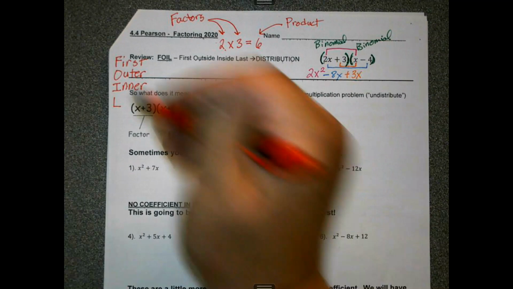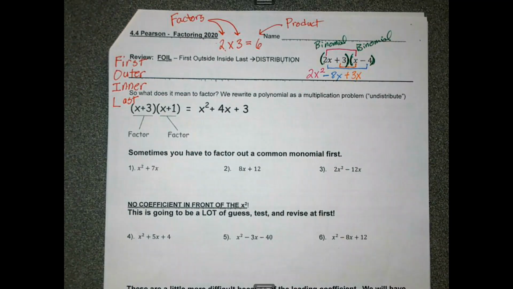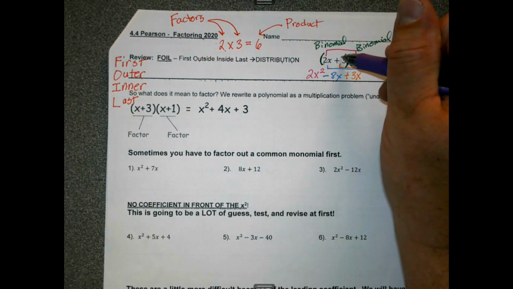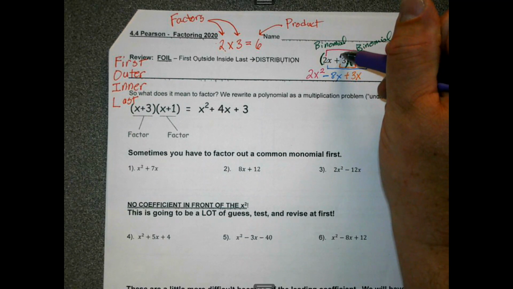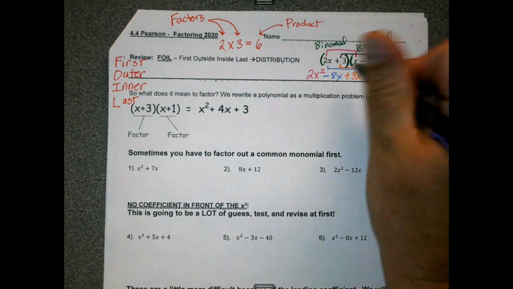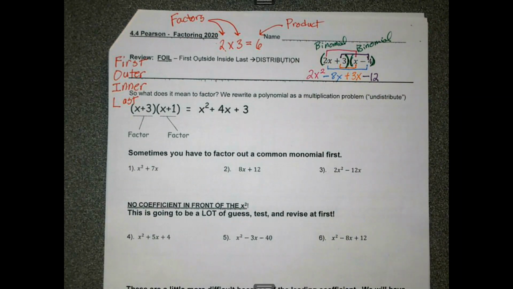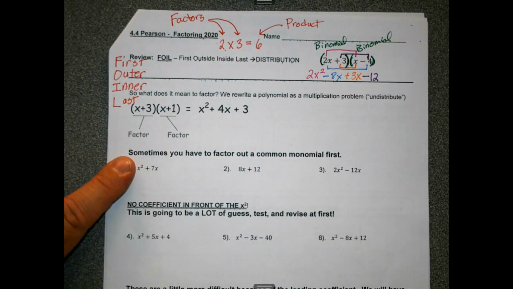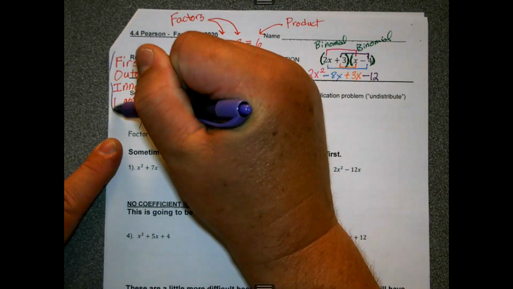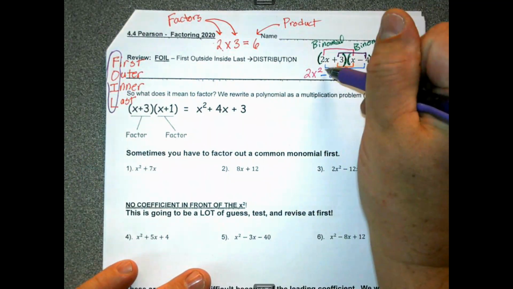And then the L stands for last. So the last term, I'm going to take the positive 3, which is the last term in this binomial, and multiply it by the last term in this binomial. So positive 3 times negative 4, negative 12. Okay, when I use this FOIL, I will always have two terms to combine.